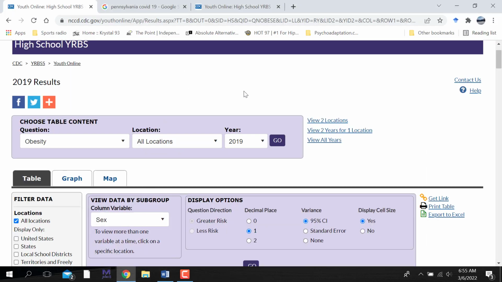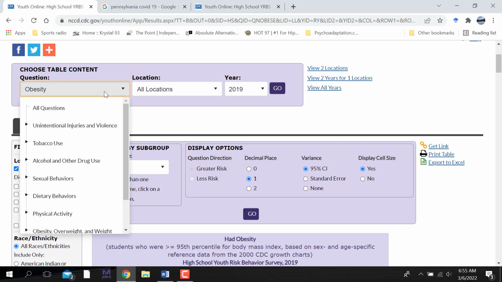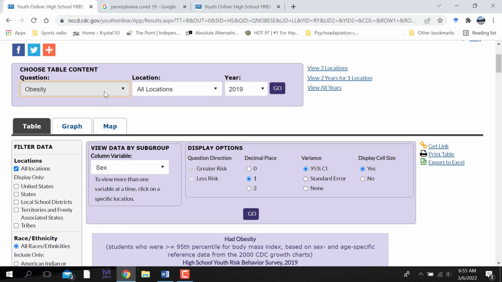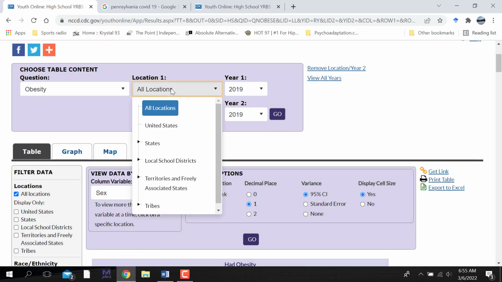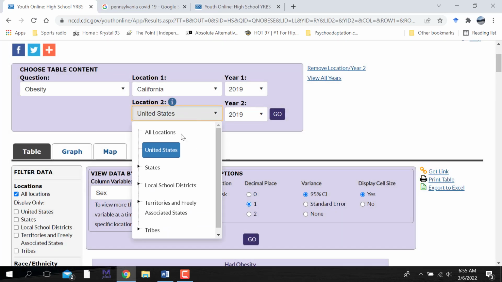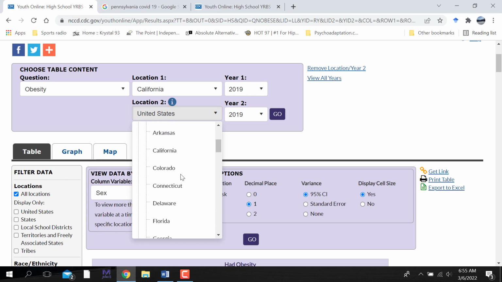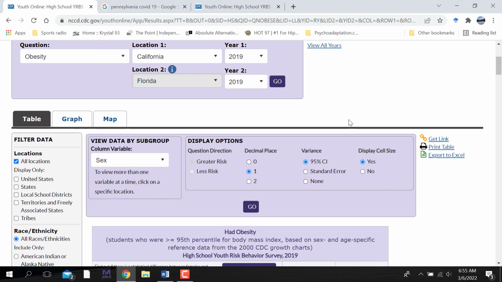So I went here. Okay, so what I wanted to do is you can choose whatever you want, right? Sexual behaviors, dietary, I chose obesity. I wanted to view two locations. Okay, location one, I said it's a state, so I go to states, and I hit California. And then the second state I chose was, I think it was New York, right? Or Florida, states, Florida. Both of these states have a lot of Hispanic individuals. So now it's going to compare those two states.